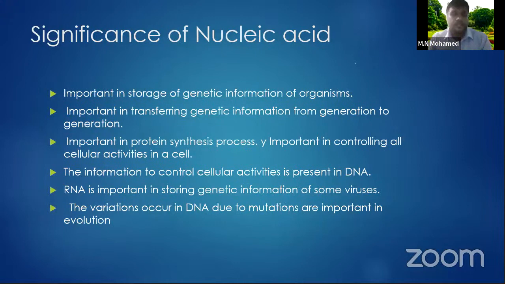Okay, and variation occurs in DNA. Its mutation is important for evolution. You have studied evolution in grade 9. Evolution processes take millions of years, but as I mentioned earlier, variation in the DNA occurs very slowly. If DNA is changing, it may produce a new species.